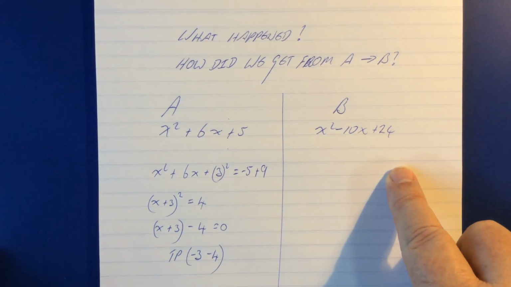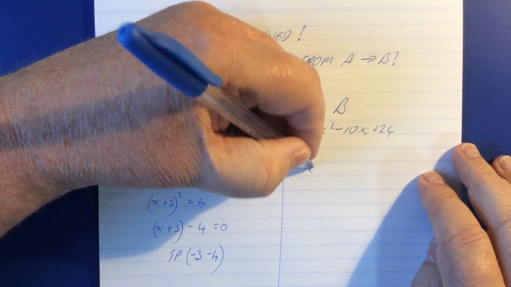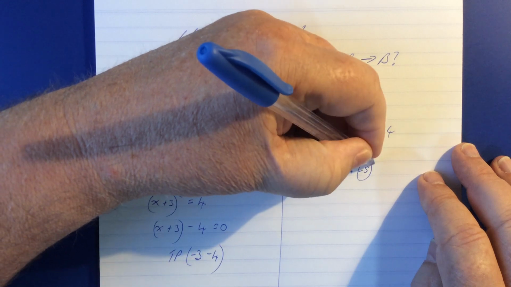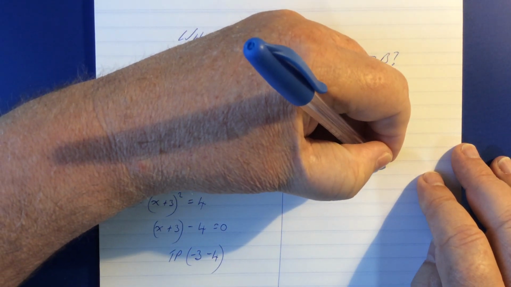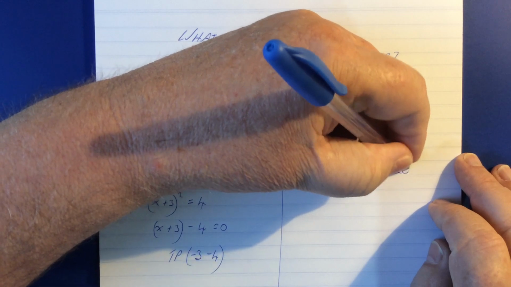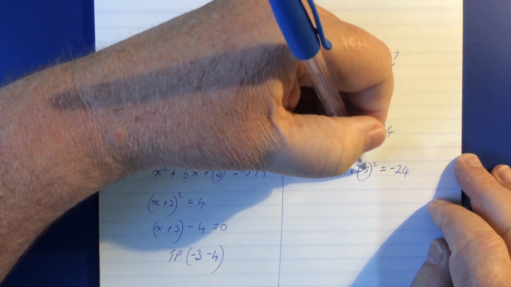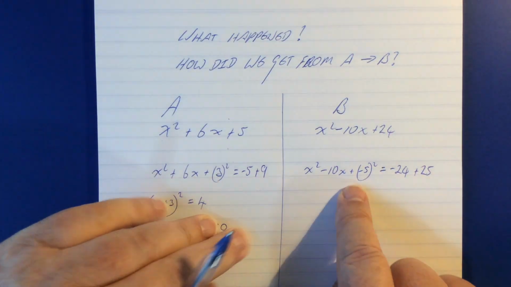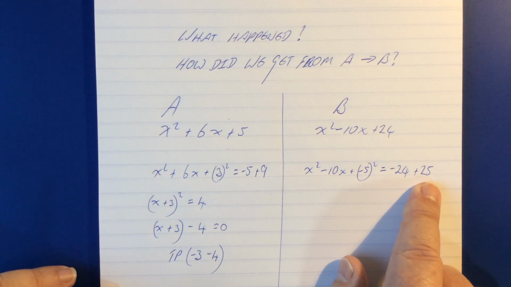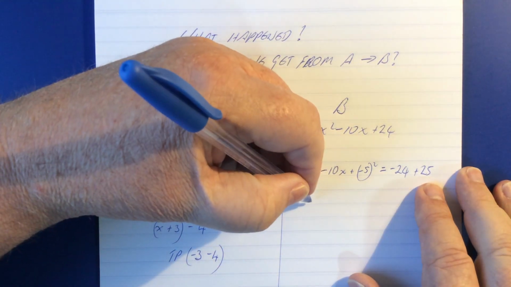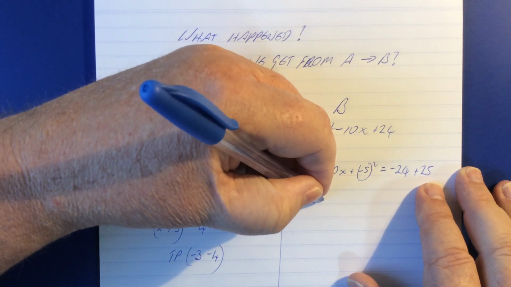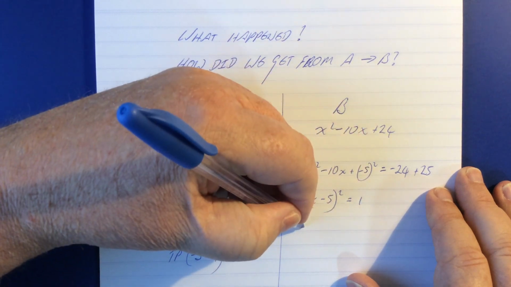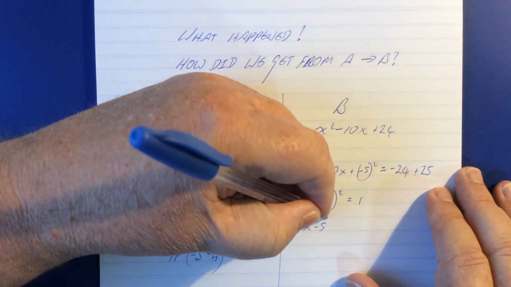Now we're going to do the same over here. So x squared minus 10x plus negative 5 all squared, that equals negative 24 plus 25, which is negative 5 squared. So I've moved that as before, and again I've added 5 squared to this side and 5 squared to this side. Without too much fuss and bother, we can get to this point, and from there we can get to this point.